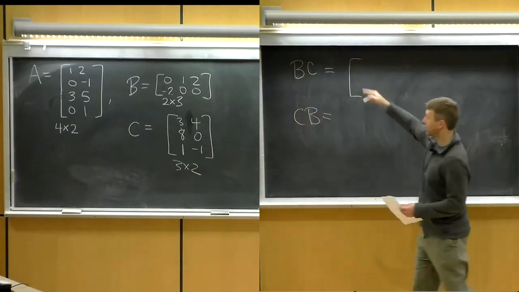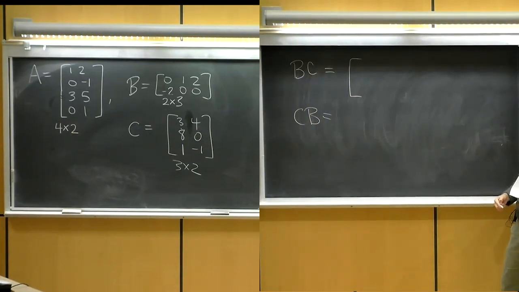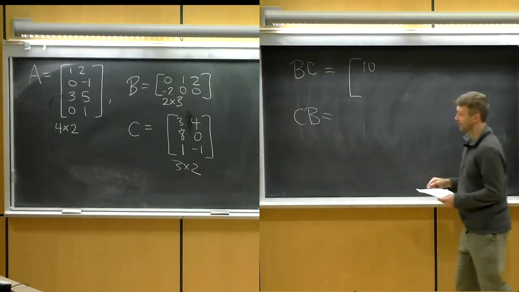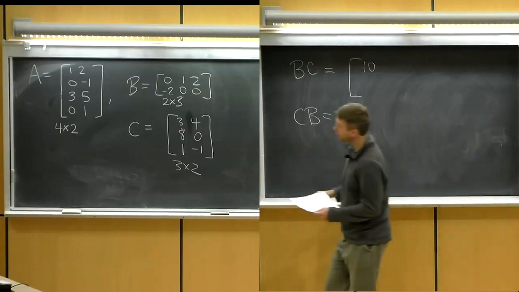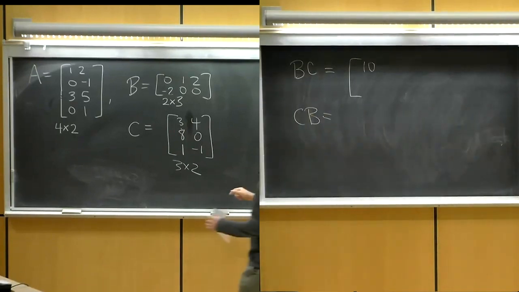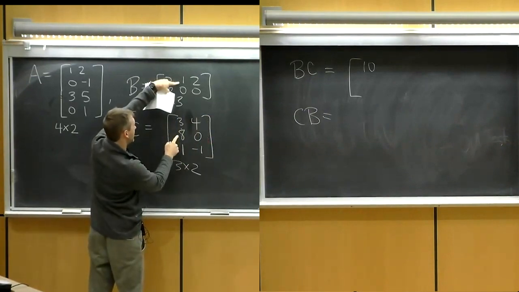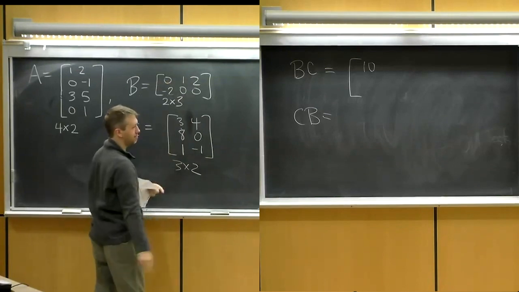Does anyone have the top left entry yet? Yeah? Yep. Right, and I agree with that. You take your 0 times 3, that's 0. 1 times 8 is 8. 2 times 1 is 2. Add them up, you get 10. Yeah.